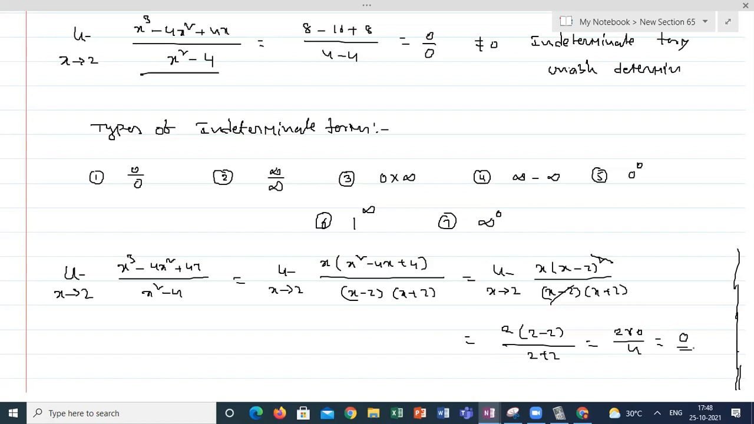Why, sir, can't we call 0 by 0 as 0? Infinity by infinity, why can't we take it as 0 or infinity? 0 into infinity, why can't we take either 0 or infinity? That I will discuss with you later. Why are these forms called unable to determine, indeterminate? That I will discuss later.